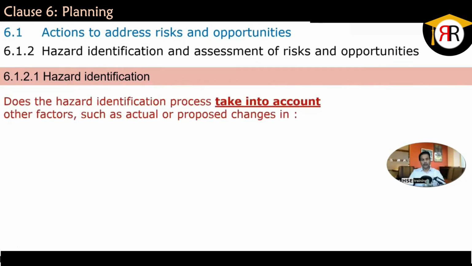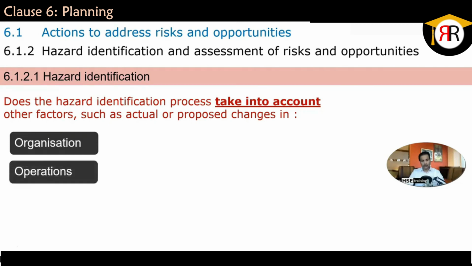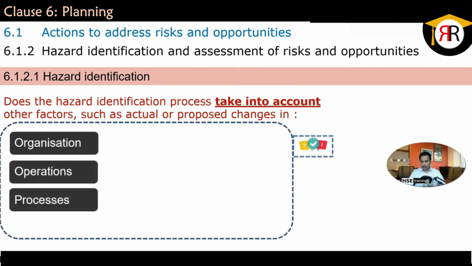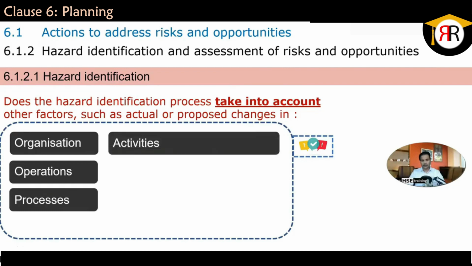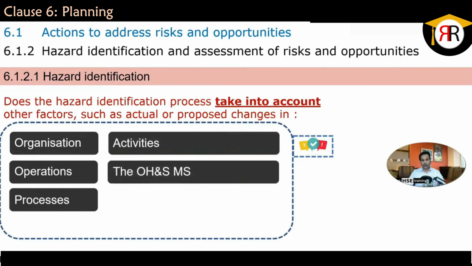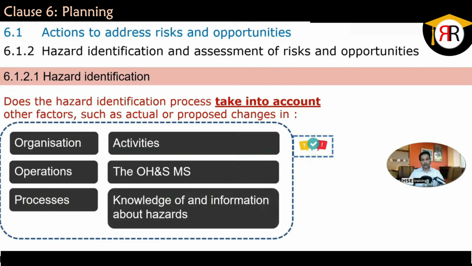And does the hazard identification process take into account other factors such as actual or proposed changes in, and there's a lot here, organisation, operations, processes, activities, the OHSMS management system, and knowledge of and information about hazards.